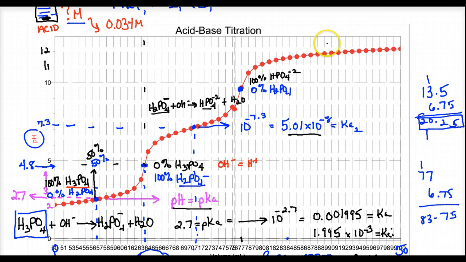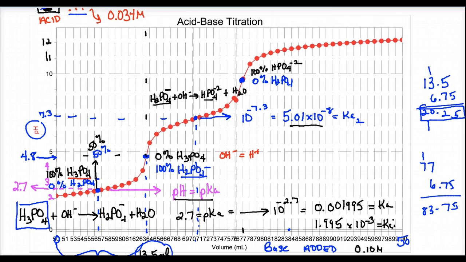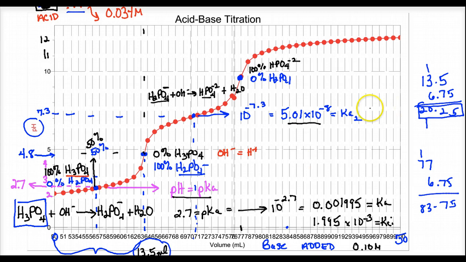Why? Well, you should understand at this point, which would be 0% and 100% HPO4 negative 2, if you add 13.5 milliliters from this position, approximately 77, that'll get my next equivalence point. The reason I can keep adding that exact amount is because the amount of base I'm adding is constant. So I add 5, 10, and I get 90.5.